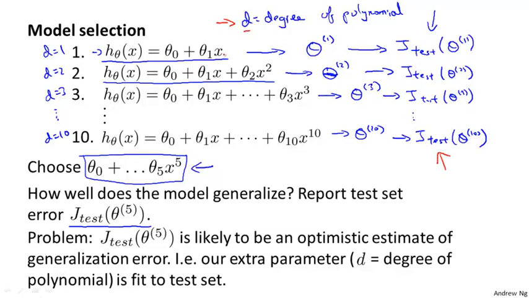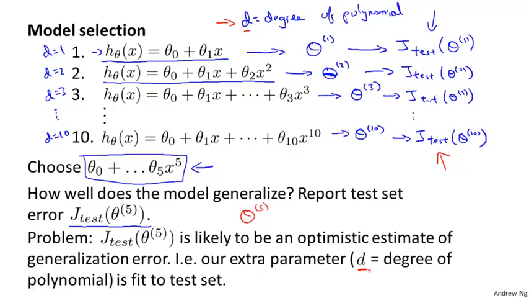Namely, we chose the value of d that gave us the best possible performance on the test set. And so the performance of my parameter vector theta 5 on the test set is likely to be an overly optimistic estimate of generalization error, right? Because I have fit this parameter d to my test set, it is no longer fair to evaluate my hypothesis on this test set. I've chosen the degree d of polynomial using the test set, and so my hypothesis is likely to do better on this test set than it would on new examples that it hasn't seen before, which is what I really care about.